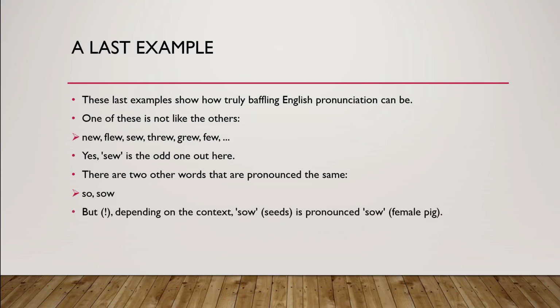But depending on the context, it's only called so if we're talking about putting seeds in the ground. If we're talking about a female pig, it rhymes with cow and it's pronounced sow. I'm fairly sure this has come from a Germanic origin. But yes, it's confusing, and I apologize. Please don't shoot me. I'm just a messenger here. But this is an example of how incredibly confusing and frustrating English pronunciation can be. But the desire to learn it and to improve it is yours. So I wish you well with it.